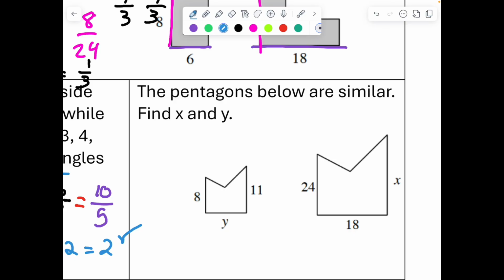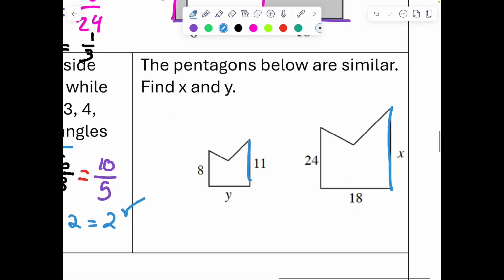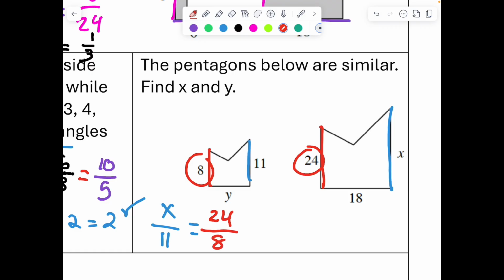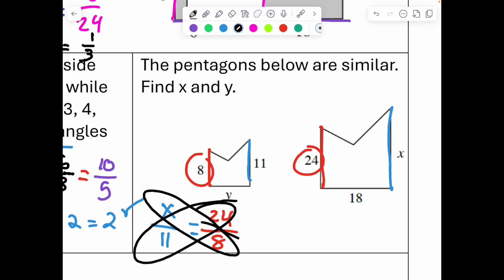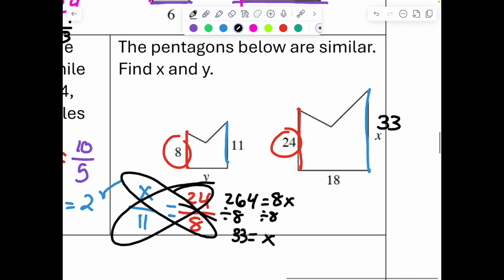So let's do one involving x first. So let's do big over small, x over 11. We're going to set that equal to, we should do the side where we know both the numbers, because we don't want to do that where we have to have y and x in the same equation. So 24 over 8. And then we can cross multiply like we did before. 24 times 11 is 264, and that's equal to 8x. And then dividing both sides by 8 means x is 33. So this side is 33 over here.